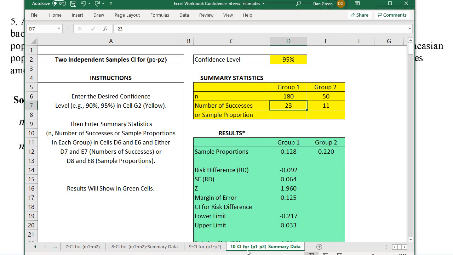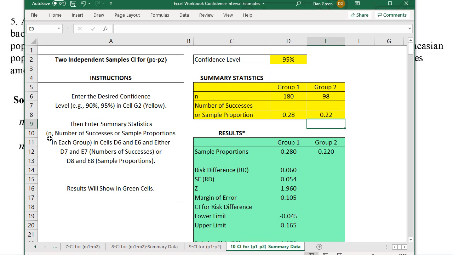We want the tab confidence interval for P1 minus P2 summary data, because we don't have the actual data. We've got summary data, so let's fill in our information. Our first group size was 180, the same as what was there. Number of successes we don't have, so we delete that. Sample proportion for the first group is 0.28. The second sample size was 98. We did not have successes, so we delete that out.